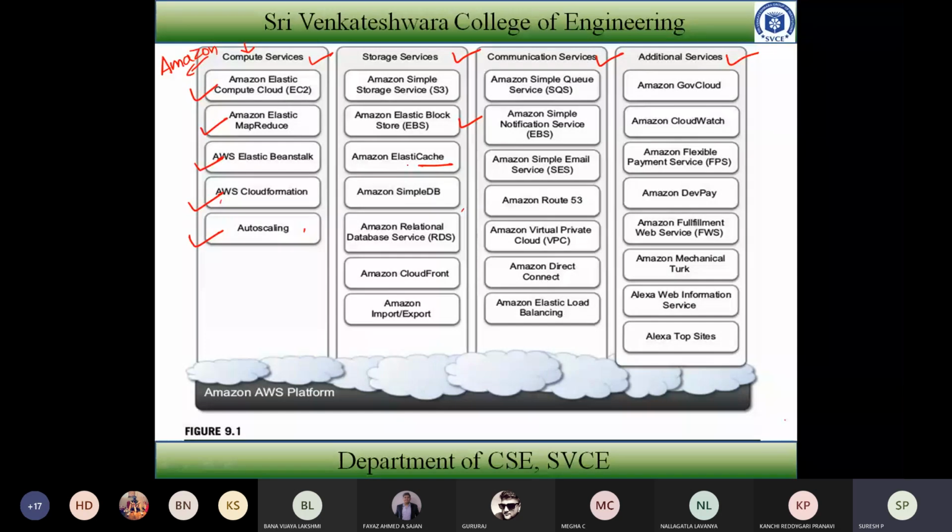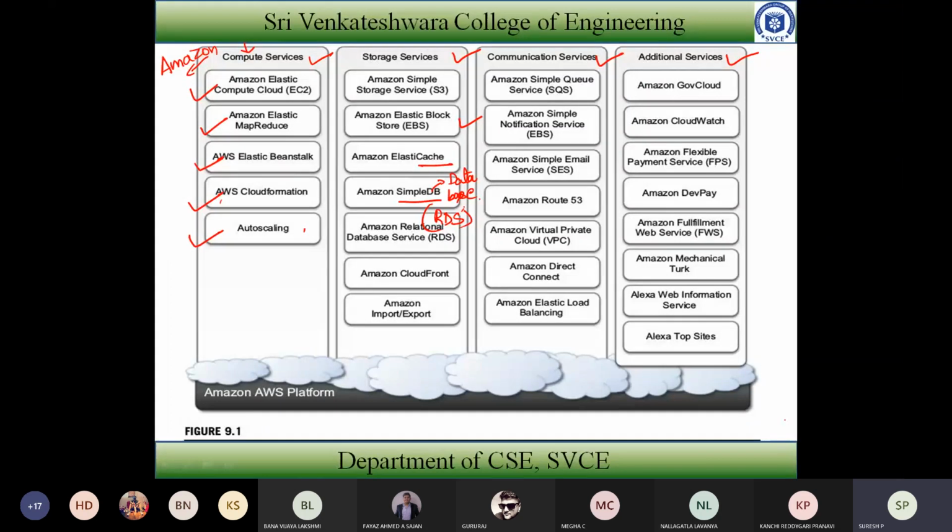Next is Amazon SimpleDB, a simple database, where DB stands for database. The next is Amazon Relational Database Service. That is RDS. Whenever you come across RDS, it is Relational Database Service. Whatever data you store will be stored in terms of relations, and you know what a relational database is.